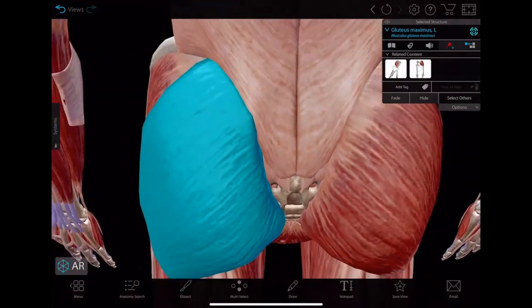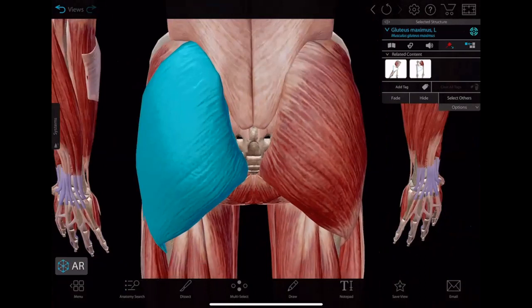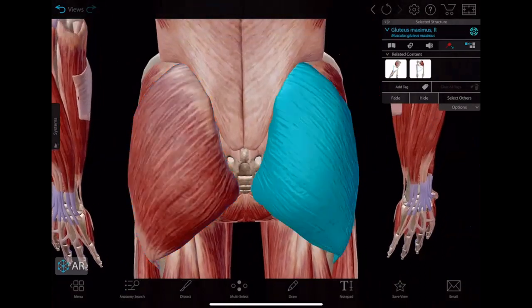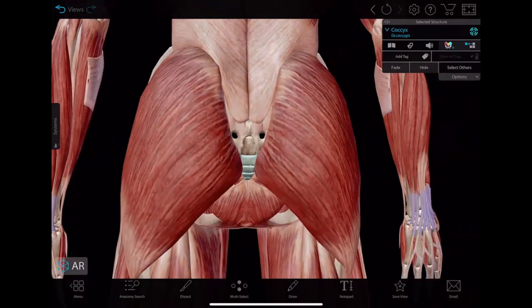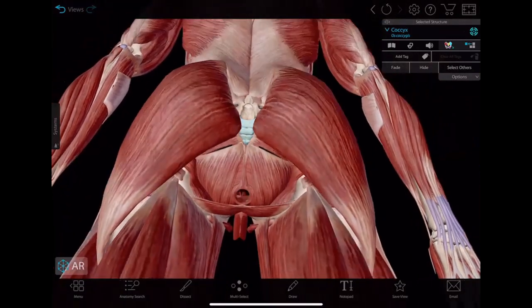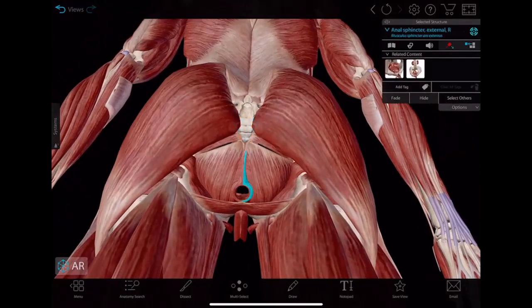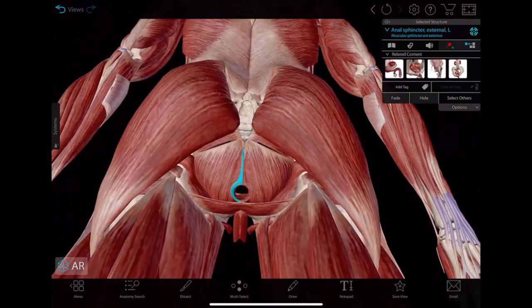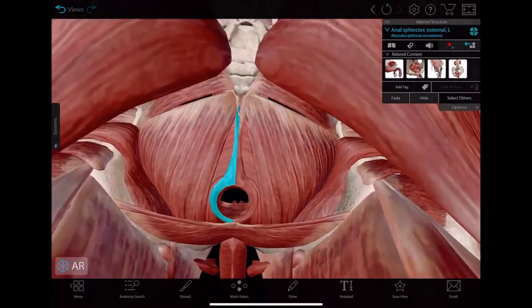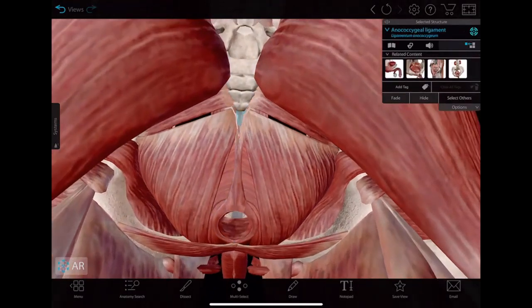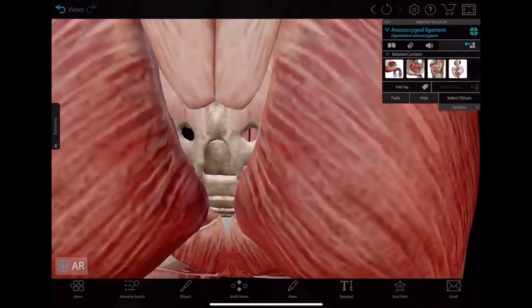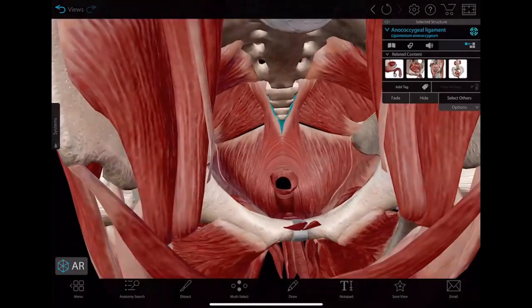Coming to the dorsal aspect. Okay, this is gluteus maximus. It is attached to the sacrum, right? And here it is again the anal sphincter. Levator and sphincter are attached to the sacrum, right? Okay, that is the muscles.